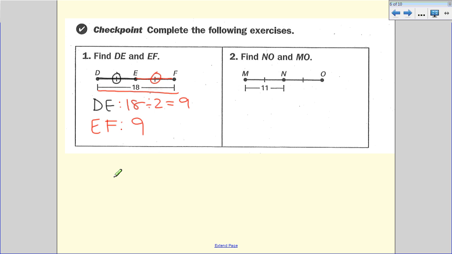I need to find NO, and I need to find MO. I'm finding the other half. If this is 11, that means my other half is 11 because they are congruent. So NO is 11. NO is going to be these two 11s added together. So that's 22.